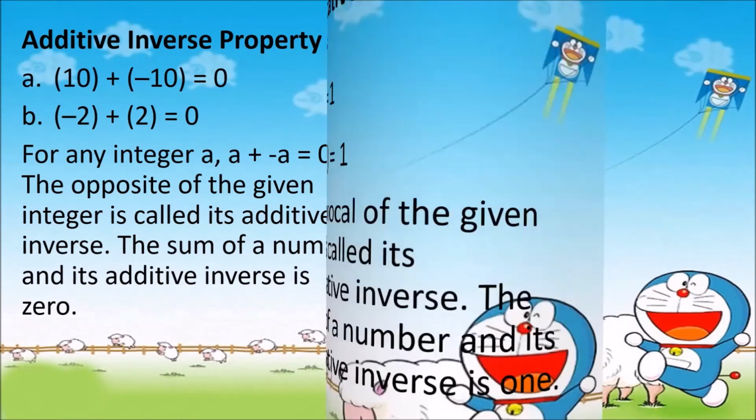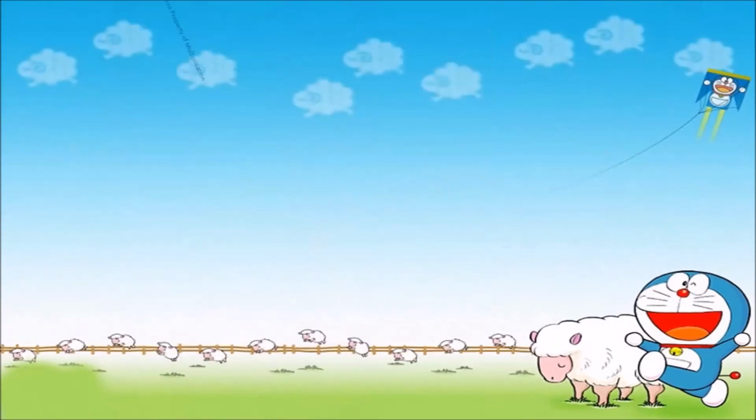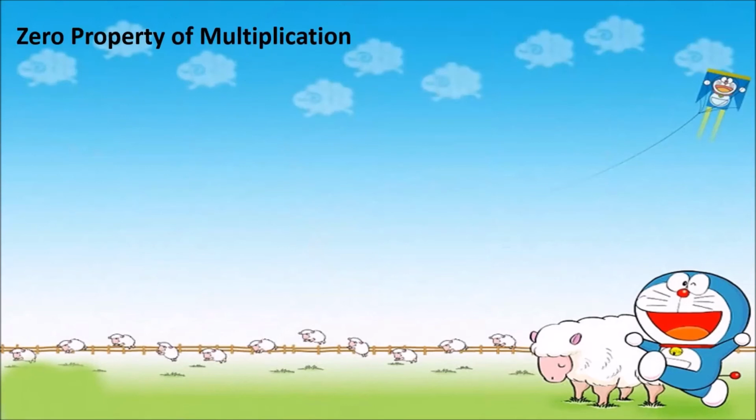Now we have the zero property of multiplication. So the zero property of multiplication, example, negative 98 times 0 is 0.